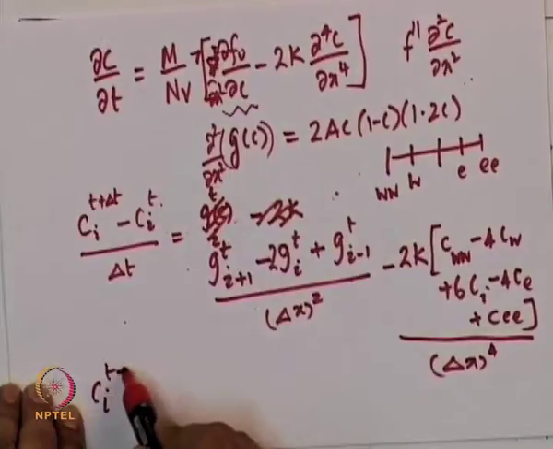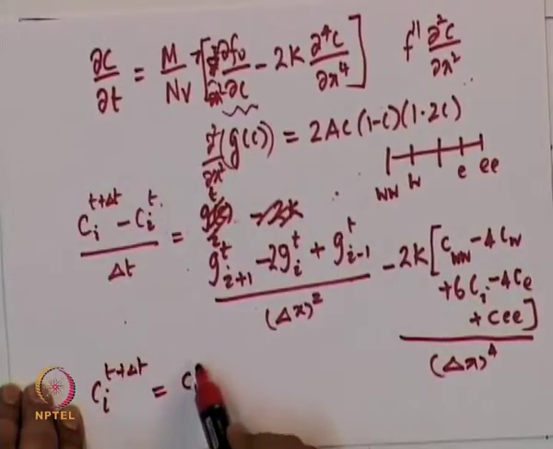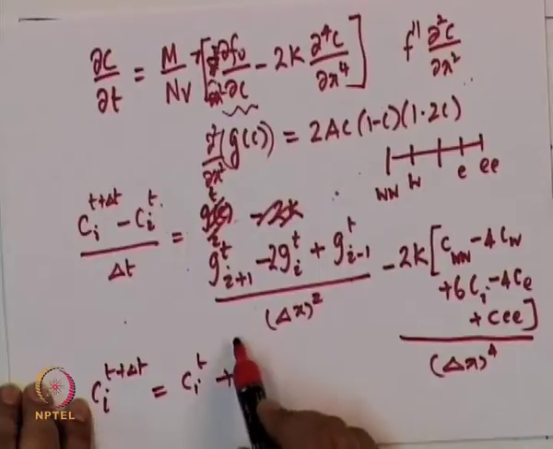So, C(i, t plus delta t) will be equal to C(i, t) plus some beta delta t by del x squared.